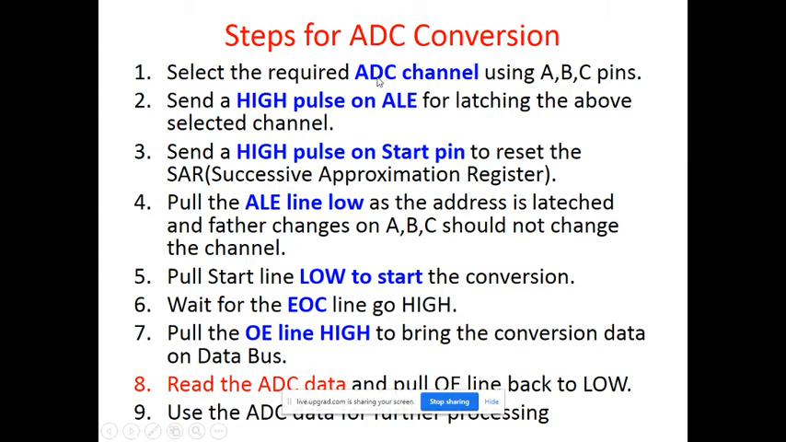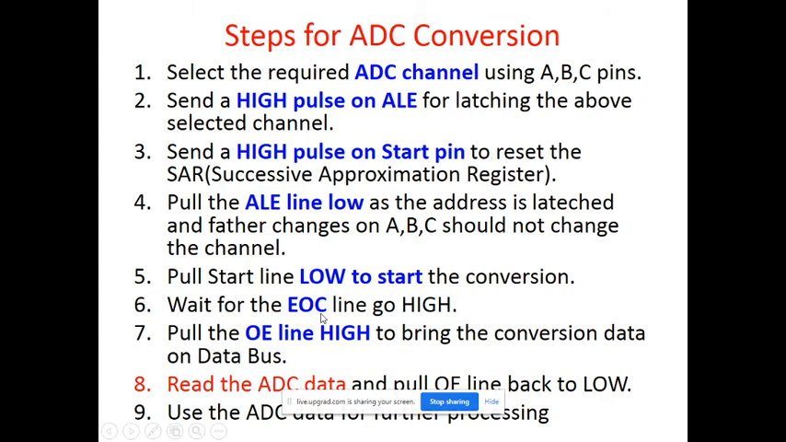Agree for this. Channel selection, ALE. Just remember this properly because we write the code in the same way. First, channel selection: you put the proper number on ABC. Then you activate ALE. Initially it is low, now you activate the rising edge, means a low to high pulse. Then you give a low to high pulse to the start pin. Then deactivate ALE, means it is a single pulse, it does not remain high continuously, it becomes low again.